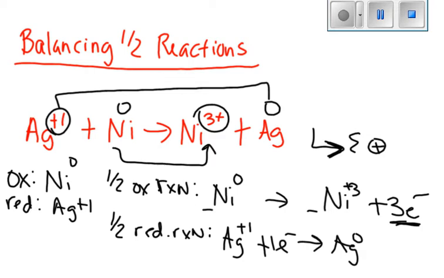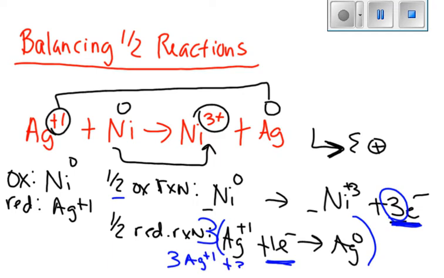So in this case, the nickel here is being oxidized. It's losing 3 electrons. You can't lose 3 electrons and only gain 1 in the reduction reaction. So what you're going to do is multiply the entire equation by a number that will make the number of electrons the same. So since I have 3 here, I'm going to multiply this whole equation by 3. So my new equation would become 3Ag+1 plus 3 electrons goes to 3Ag0, so that our number of electrons lost and gained are the same. We always want to make sure that they're the same.